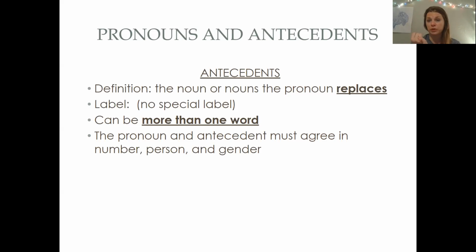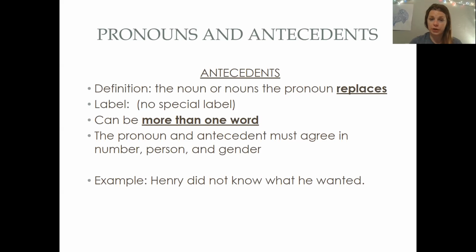Number: how many people are doing it? Person: is it first, second, or third? And gender: male, female, or no gender, neuter. We have an example here. "Henry did not know what he wanted." "He" is our pronoun. What is our antecedent? What word is "he" standing for or replacing?